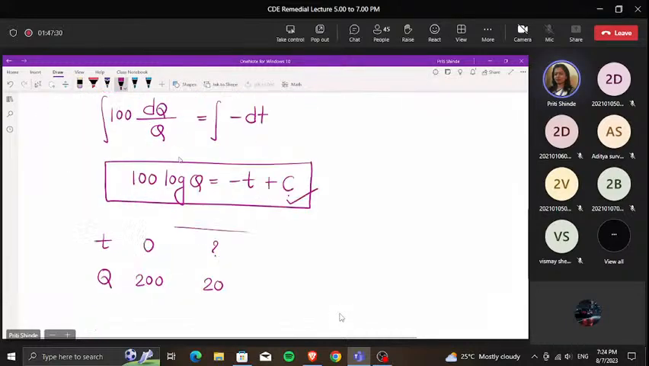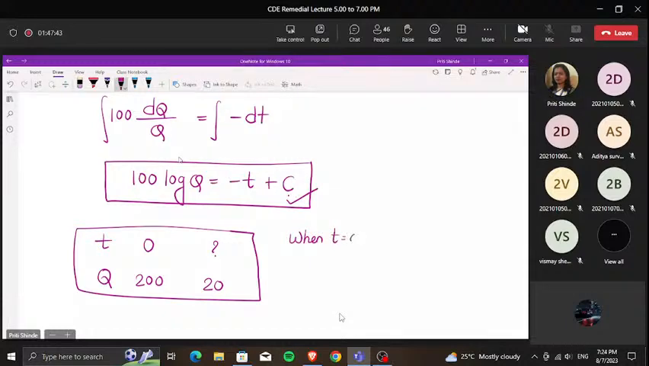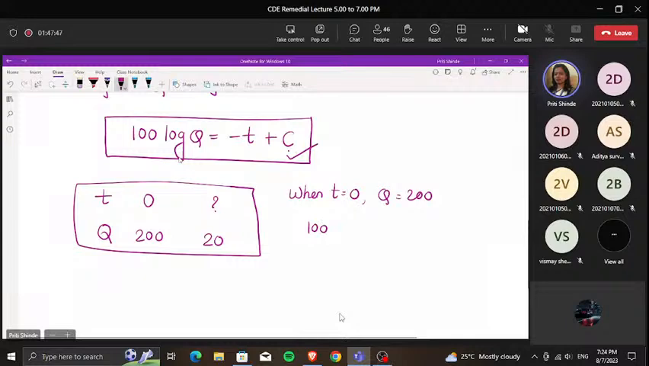Like Newton's law of cooling, use this initial condition and find the integrating constant C. Replace t by 0, when Q is equal to 200. So 100 log 200 is equal to C. Replace C here, use the second condition and find the corresponding value of T. So like Newton's law of cooling, you can solve the remaining part.